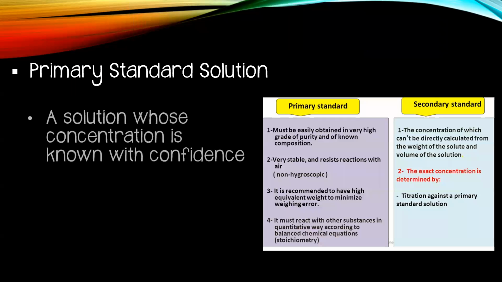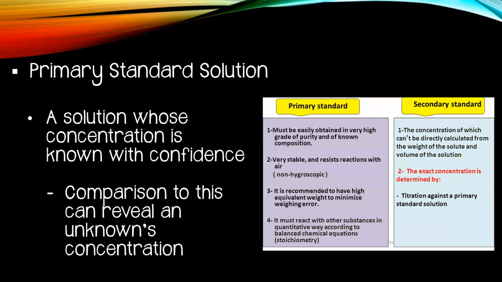Okay, so a primary standard solution is the solution of the two that you're titrating in which you know the concentration with confidence. You have to know one of the two substances' concentration. You're then going to use this substance's concentration, the titration experiment, and the volume you've used to determine the unknown concentration of the other substance. So this leads us into titration calculations.